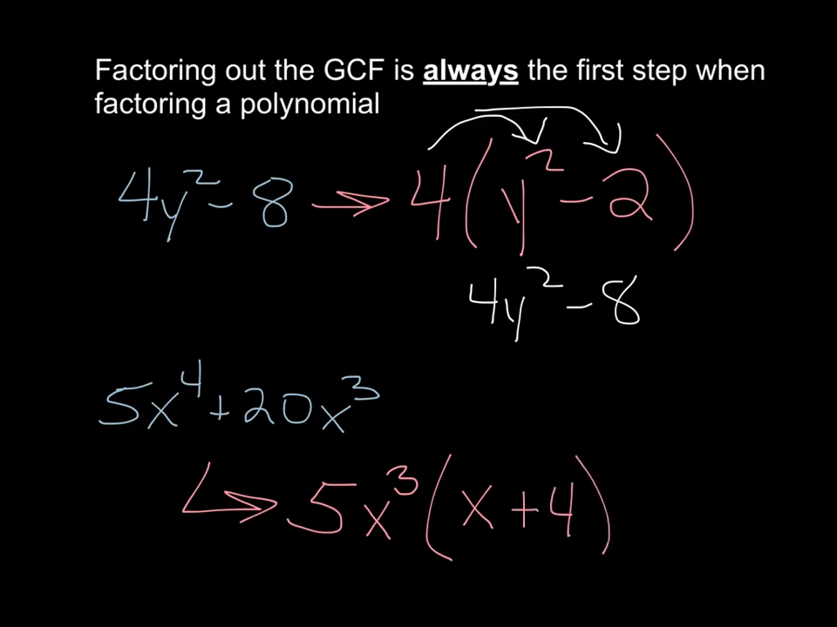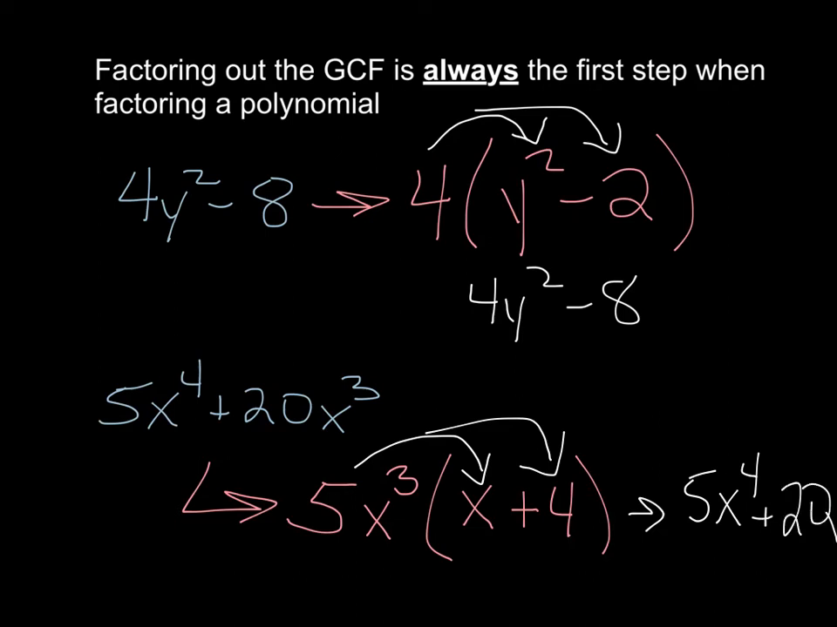Again, it's very simple to check. Right? All you have to do is distribute back to make sure you get the original expression. 5x cubed times x is 5x to the 4th. 5x cubed times 4 is plus 20x cubed.